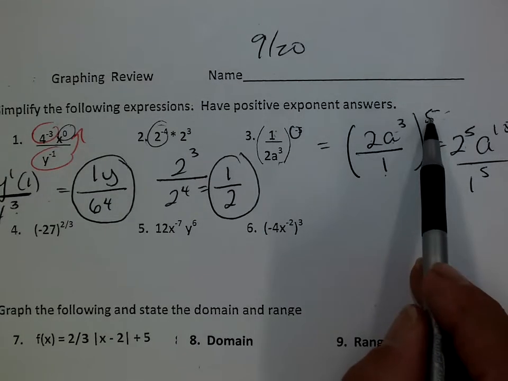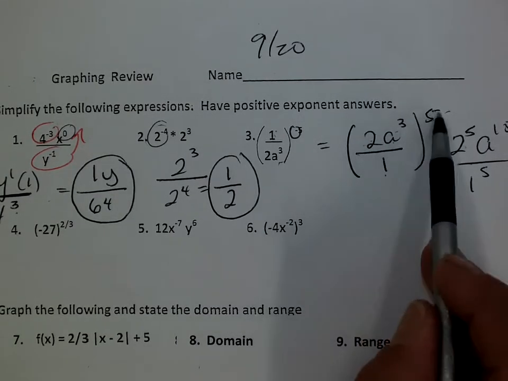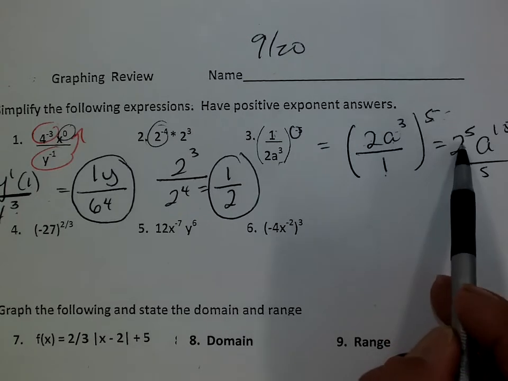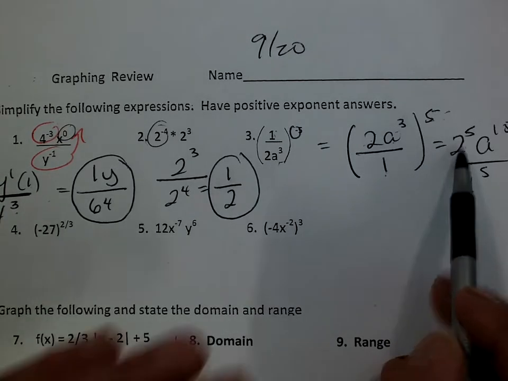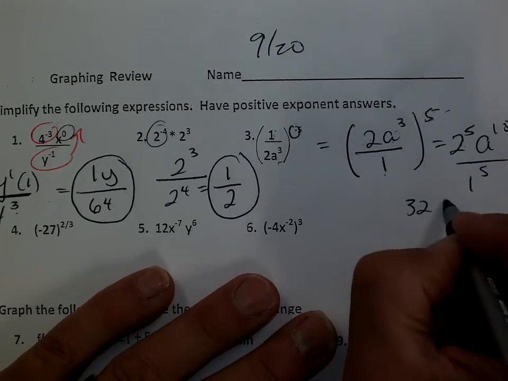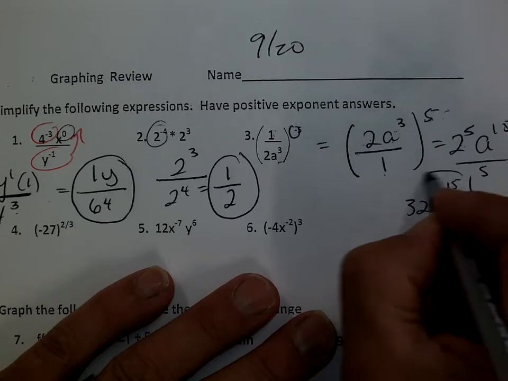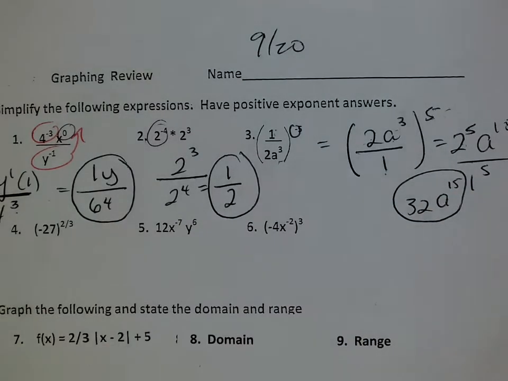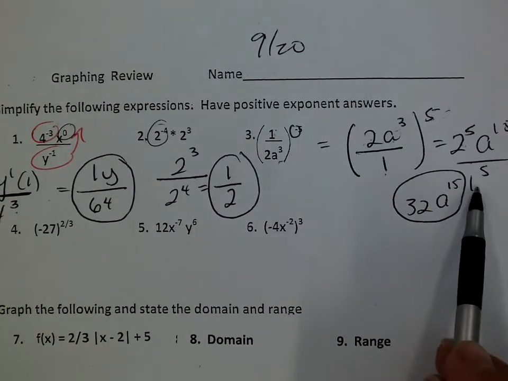So I brought the exponent in. 2 to the 5th, a to the 15th, 1 to the 5th. Okay, 2 times 2 is 4 times 2 is 8 times 2 is 16 times 2 is 32. A to the 15th. And in over 1, I don't really need the 1 because that's 1 times 1 times 1, which is just 1.